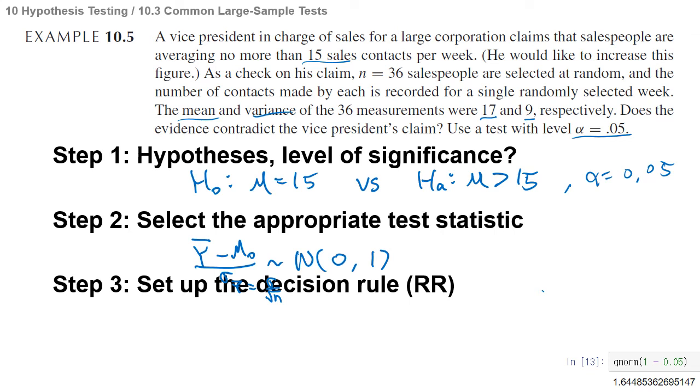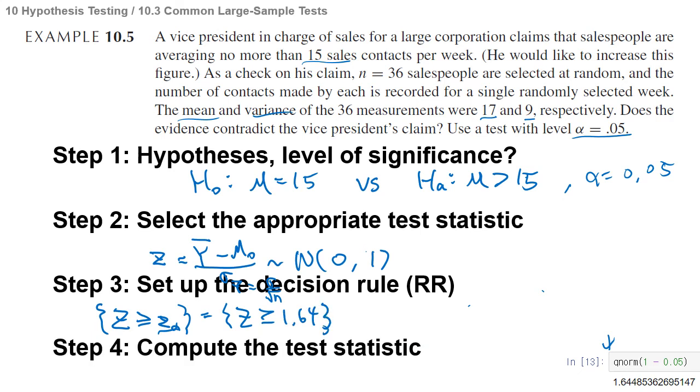And let's move on to step 3. Set up the decision rule. If we set up the test statistic as z, the decision rule is z is greater than z alpha. This would be our decision rule. And this z alpha can be calculated using R like this. So the decision rule is z is greater than or equal to z alpha, which is about 1.64. This is our decision rule.